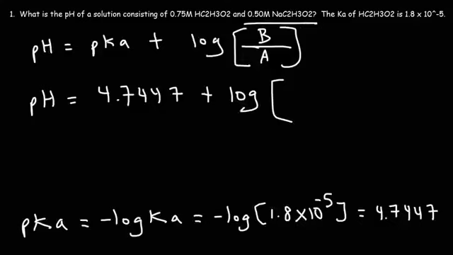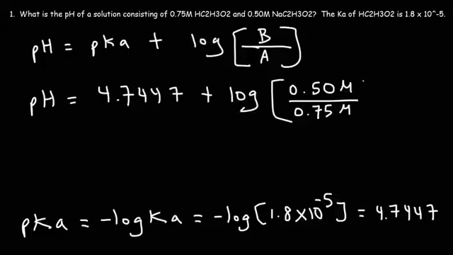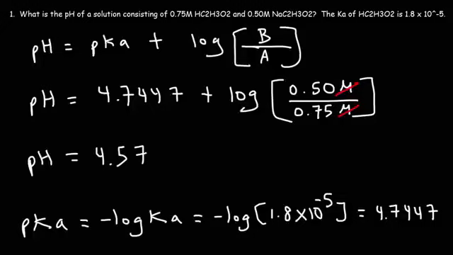This is the base component of the buffer, so the concentration is 0.5 molar, and the concentration of the weak acid component is 0.75 molar. The unit of molarity will cancel because we're dealing with a ratio here. So let's go ahead and plug this in. 4.7447 plus log 0.5 divided by 0.75. You can round it to 4.57. So that's the answer for this problem. So that's how we can calculate the pH of a buffer solution.